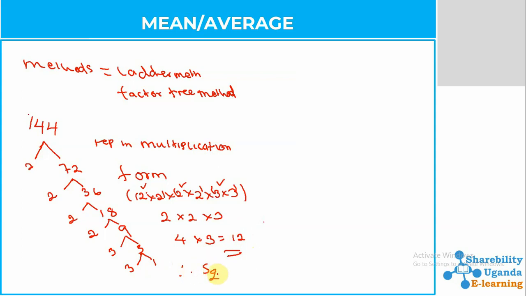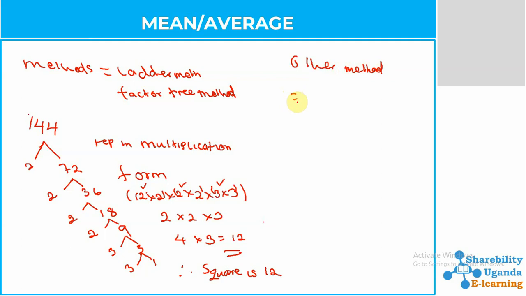After representing it, that simply means that we can now say that, therefore, our square root of 144 is 12. Then we also said we can also use another method.